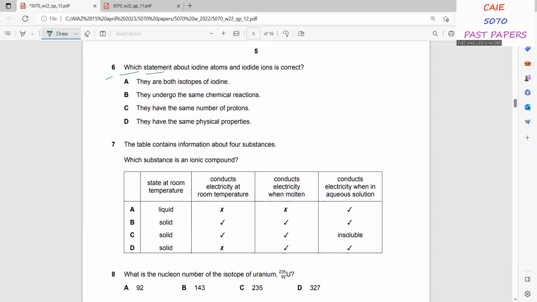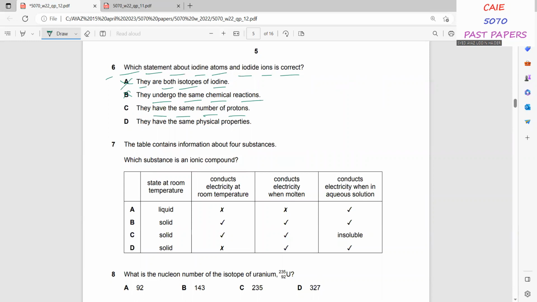6. Which statement about iodine atoms and iodide ions is correct? A, they are both isotopes of iodine. No, they are not isotopes of iodine. B, they undergo the same chemical reactions. No, we have atoms and iodide ions. They are in different states, so they have different electronic configuration, so they can't undergo the same chemical reactions. B is wrong.